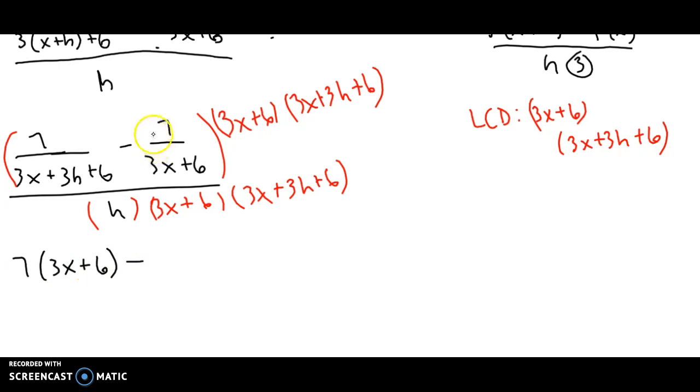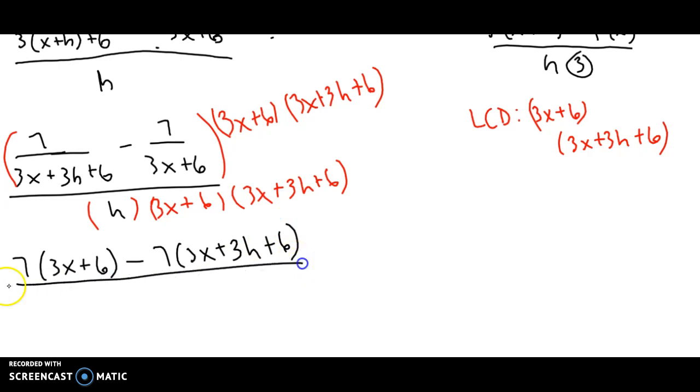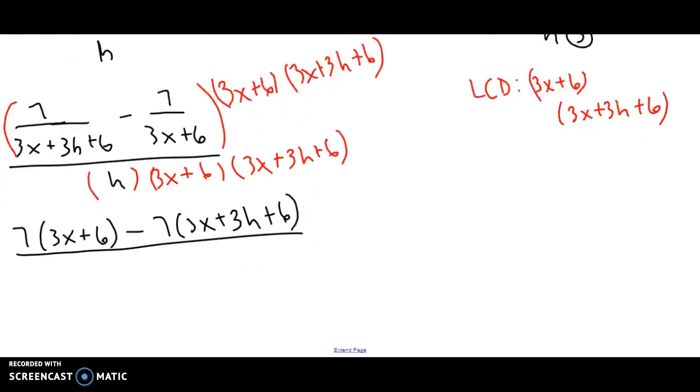minus, then I look at the second 7 over 3x plus 6, I get to cancel the shorter one with 2 terms, 3x plus 6. And I'm left with negative 7 times 3x plus 3h plus 6. And then for my denominator, I have everything in terms of my denominator. So I get h times 3x plus 6 times 3x plus 3h plus 6.